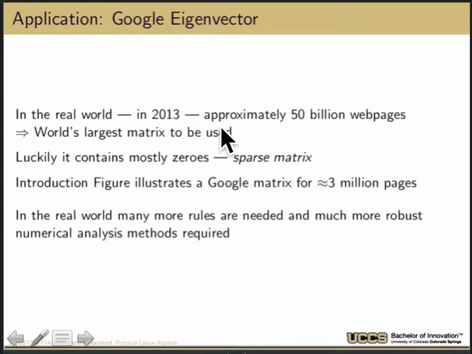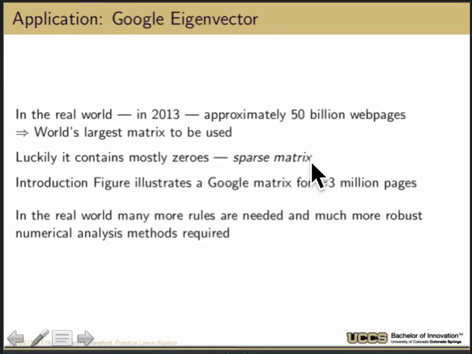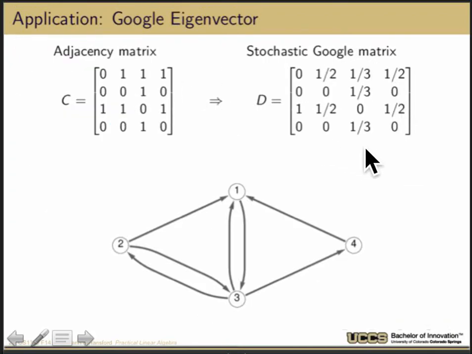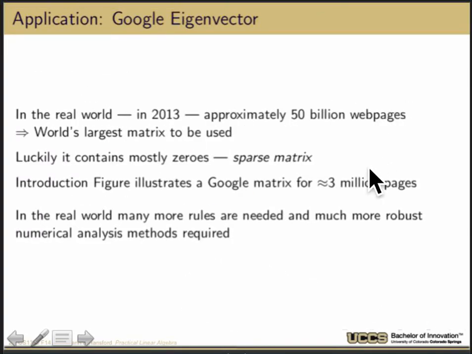So in the real world, of course, things are a lot bigger. In fact, things are bigger than when Google started. The web now has about 50 billion pages. That matrix is by far the world's largest matrix to be used on a regular basis. Luckily, it's mostly 0, so it's a sparse matrix. So in fact, there's specialized techniques for computing those iterations where you don't actually even store the entire matrix. You can imagine, if most of it is 0, maybe I don't store the matrix, I store the locations that are not 0, and then you can work out more techniques.